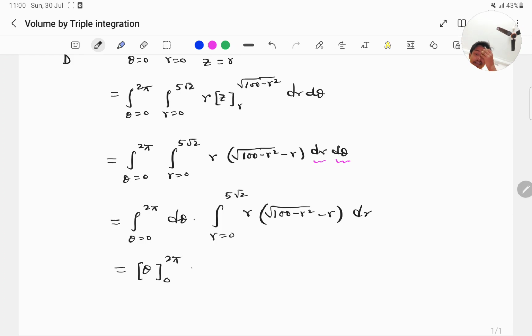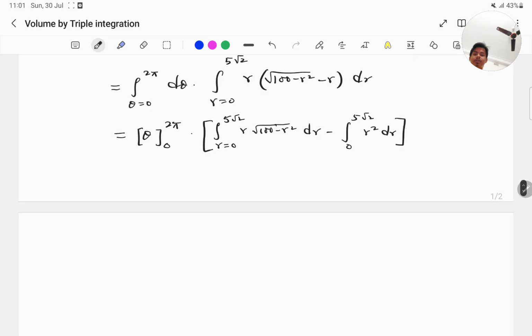Now to calculate this integration, before substituting, let me separate this integration: 0 to 5 root 2 of r square root of 100 minus r square dr, minus 0 to 5 root 2 of r square dr. So now next what should we do? This is basically 2 pi into, whatever we have, we write down like that.